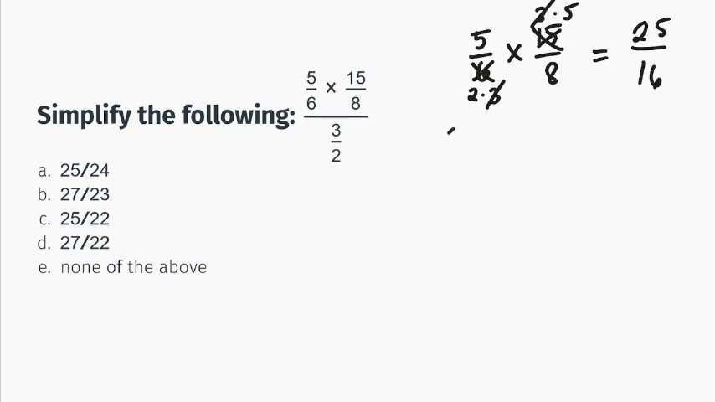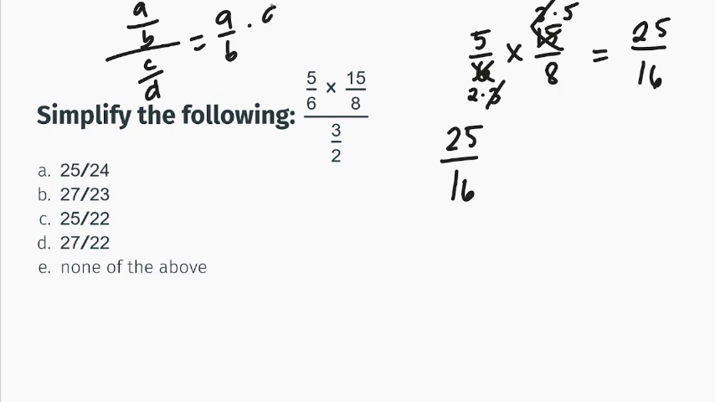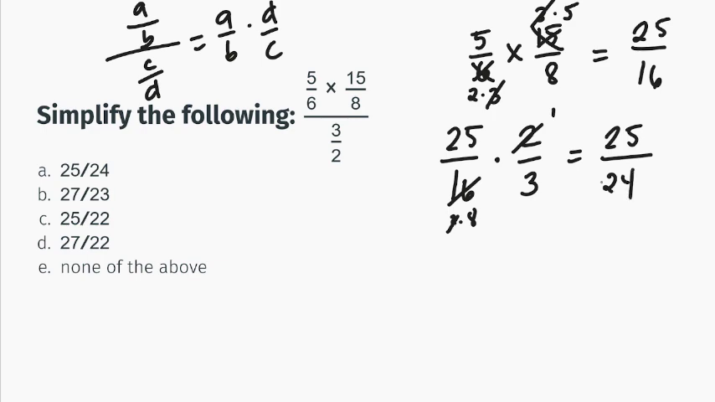And then we're going to divide this by 3 over 2. But recall that when you divide by a fraction, it's just the same as multiplying by the reciprocal. So we multiply this by the reciprocal of 3 over 2, which is 2 over 3. Now we can use again the cancellation law. 16 is actually 2 times 8, so we cancel 2 since it's in the numerator and in the denominator. So we get 25 times 1, and the denominator is 8 times 3, which is equal to 24. So our answer is 25 over 24.